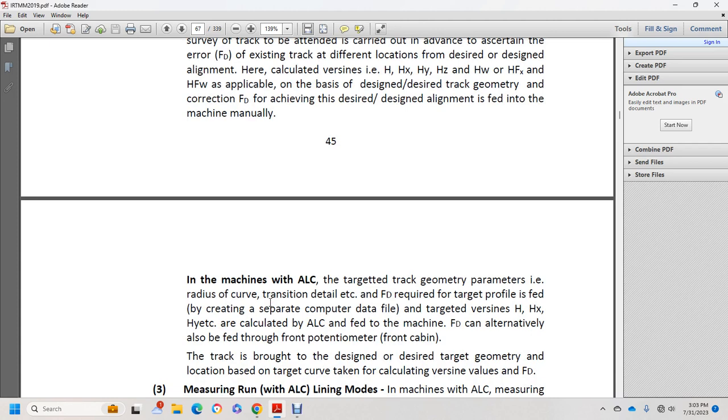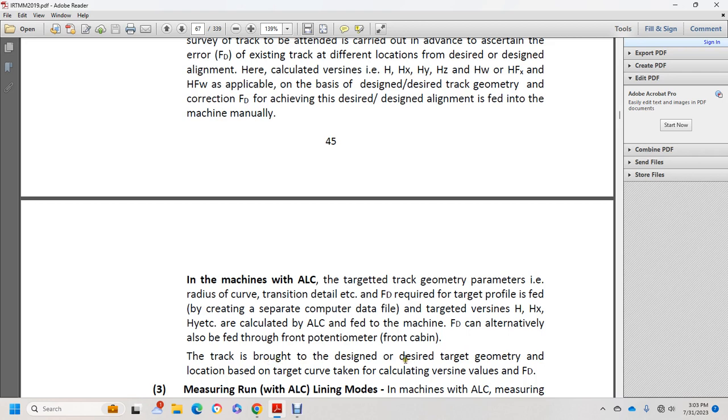Machines with automatic computers take the target track geometry parameters, the radius of the curve, the transition detail, and if the error is required for the target profile, it is fed to create a separate computer data file with the targeted versine line H, H, X, H, Y, etc. These are calculated with the automatic computer system and fed into the machine. The FD error can alternately be fed through the front of the pentameter from the camera.